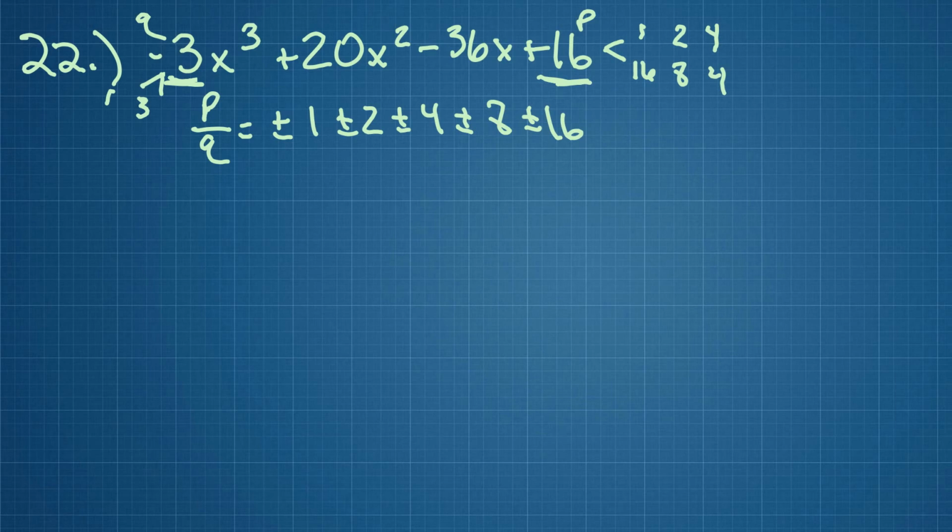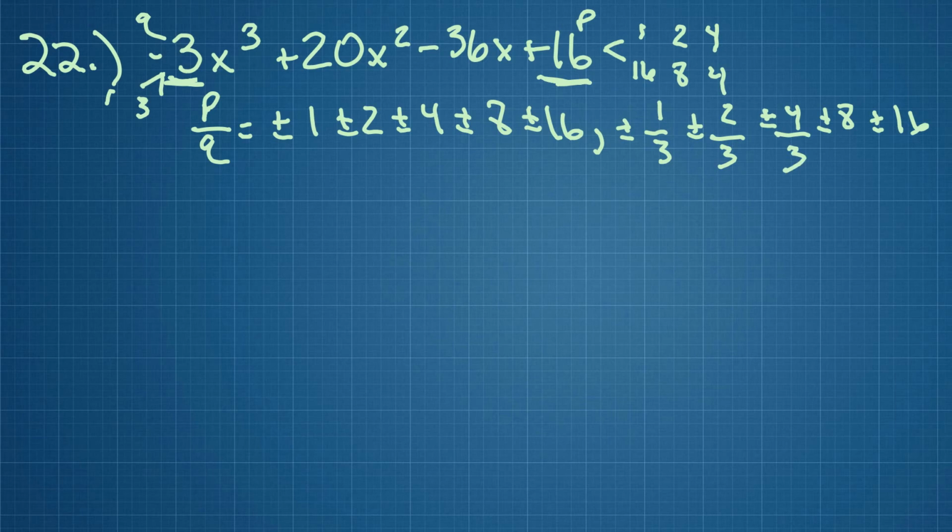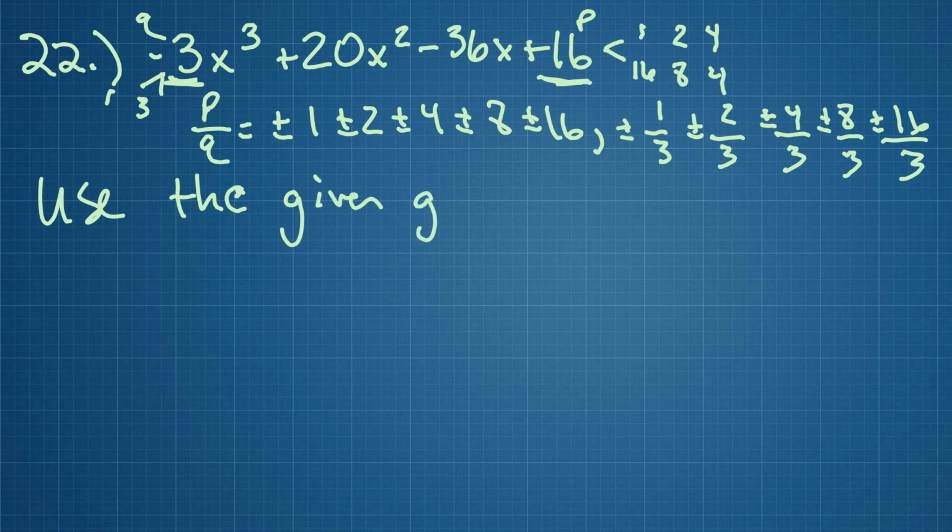Now I'm going to put them all over 3. So I do everything again. Plus or minus 1, plus or minus 2, plus or minus 4, plus or minus 8, plus or minus 16. This time I put it all over 3. Now, normally, that's when I would start guessing. I would make my box and start guessing. But once again, because of the graph, I'm going to use the given graph.